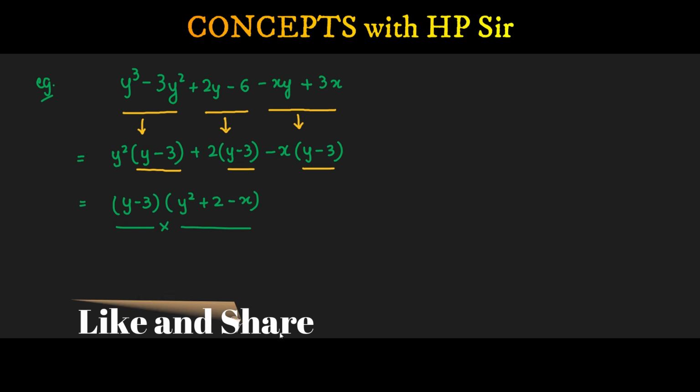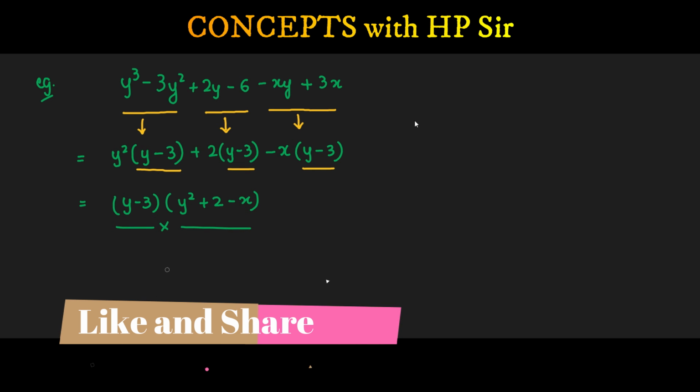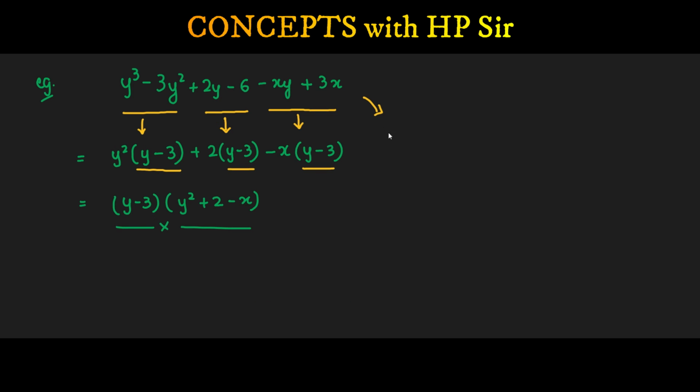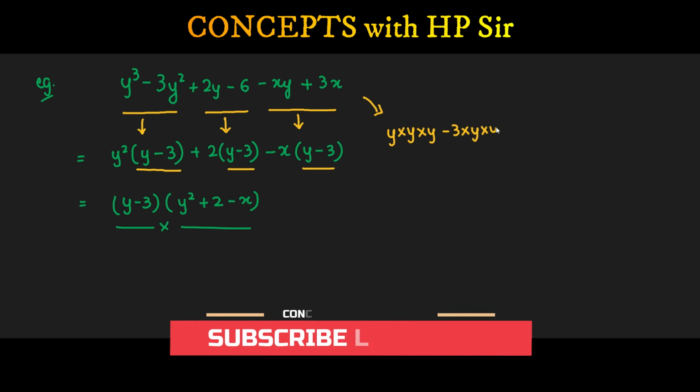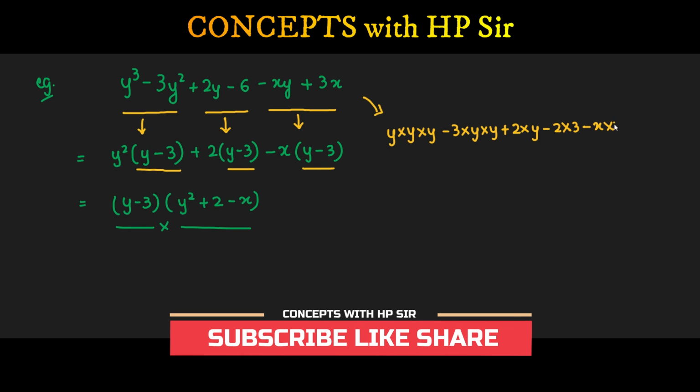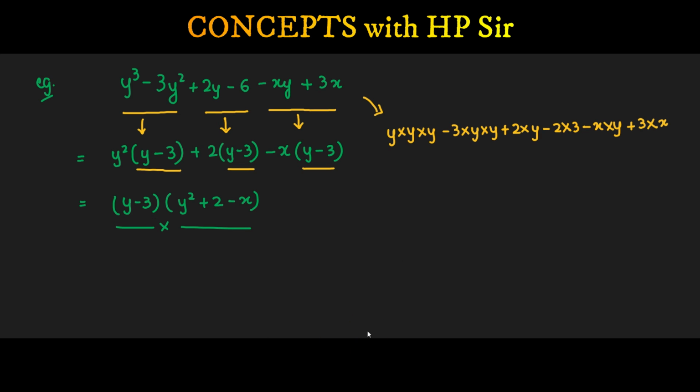In case some of you have a doubt in this question, I'll explain it with another method. Suppose I write y cube as y into y into y, minus 3 into y into y, that is 3y square, plus 2 into y minus 2 into 3, minus x into y plus 3 into x. Now you can see that in the first expression, y into y and y into y, we can take both y's common. Hence I was writing y square in the previous method.